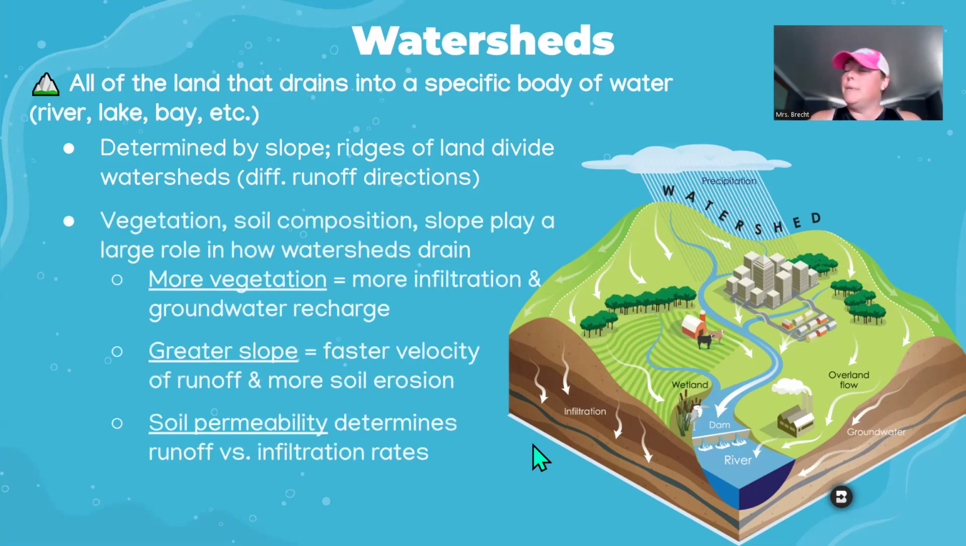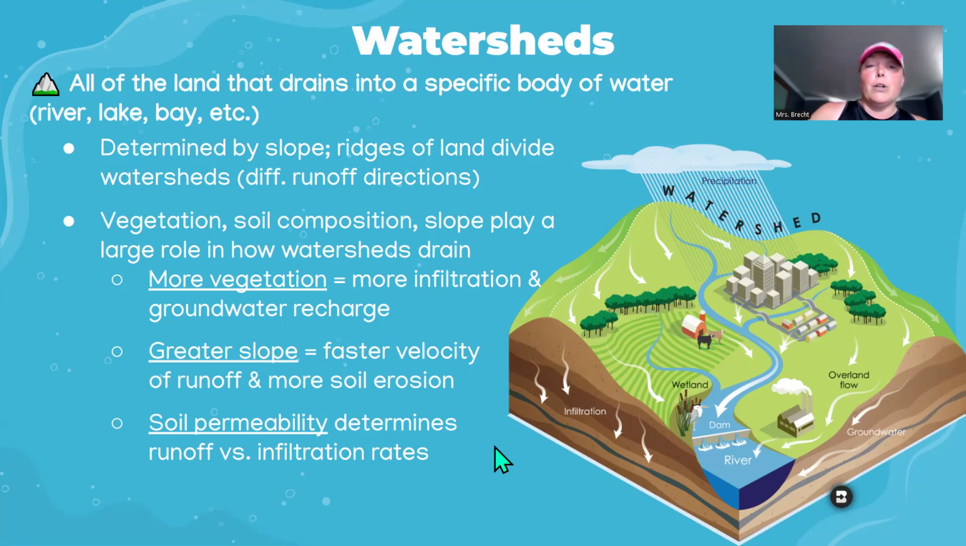The vegetation, the soil composition, and the slope all play a large role in how the watershed drains. So if you have more plants, you're going to have more infiltration of that water and then more groundwater recharge. So vegetation means less runoff. Vegetation is good because most of the water that we use is not surface water. Most of the water that we use is going to be groundwater. So if you have lots of vegetation, it's going to slow the water down. It's going to get absorbed by the plants. It's going to soak into the soil, and then it's going to slowly infiltrate through the soil down into the groundwater and then recharge the groundwater underneath.